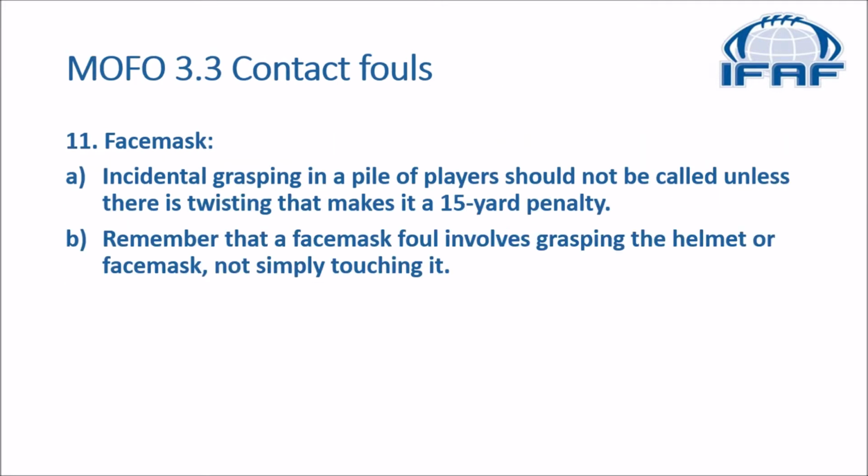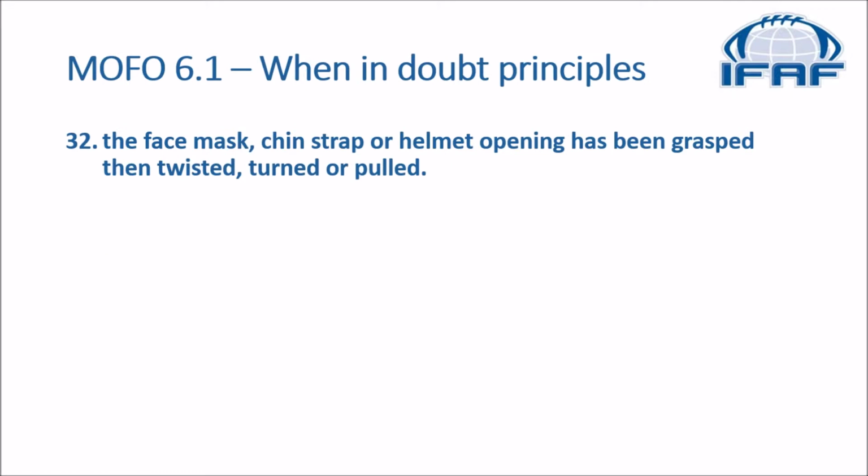In the MOFO, we go to 3-3, contact fouls, number 11. A: incidental grasping in a pile of players should not be called unless there's twisting that makes it a 15-yard penalty. And B says, remember that a face mask foul involves grasping the helmet or face mask, not simply touching it. And finally, when in doubt principles: when in doubt, the face mask, chin strap, or helmet opening has been grasped, then twisted, turned, and pulled. And that was the book. Now let's have a look at some game film.